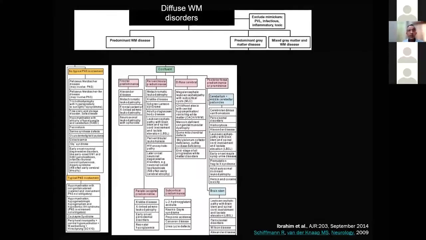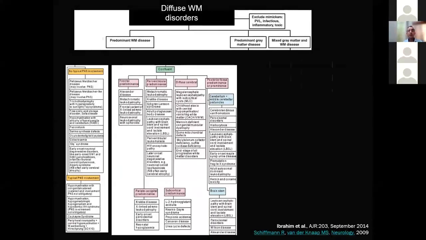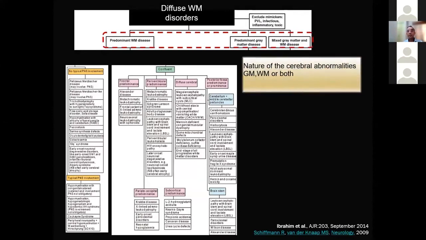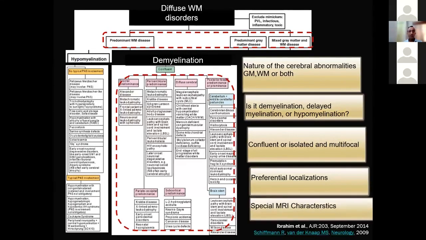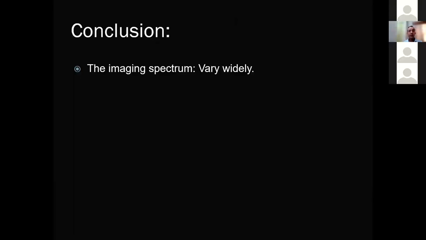To summarize, in diffuse white matter disorders, look for the predominant pattern and discriminate whether it is demyelinating or hypomyelinating, whether they are confluent, isolated, or multifocal. Look for their preferential localization and look for their specific MRI characteristics.